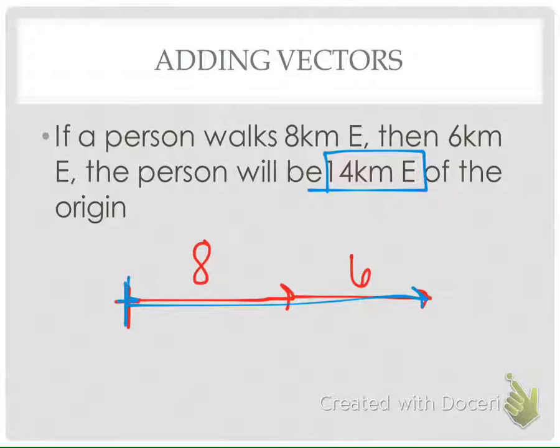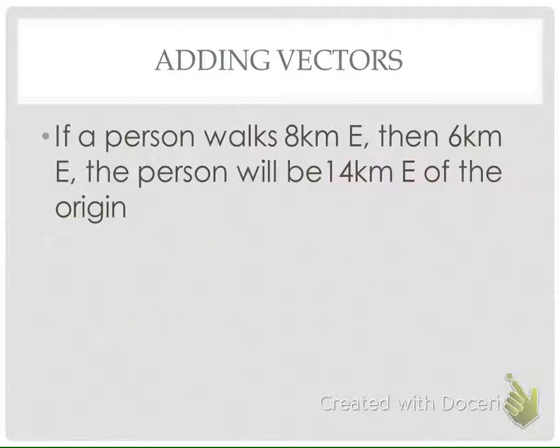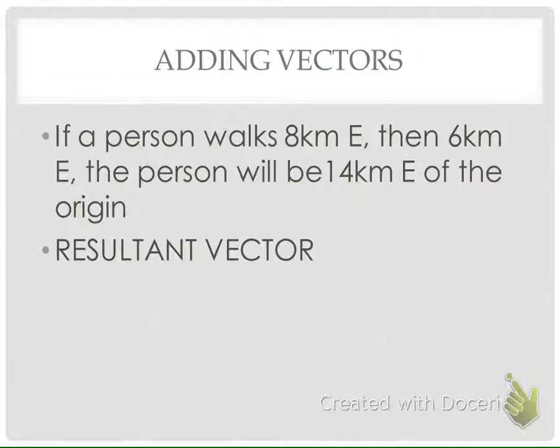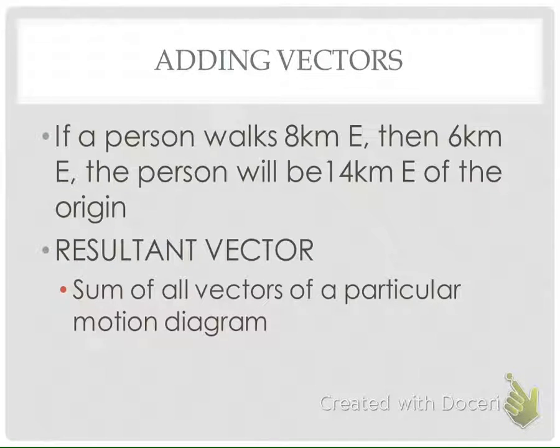Okay, so same direction, we're just adding them right on top of each other. Different directions, we still add them right on top of each other. Okay, tail to tip. The resultant vector is what we consider to be the sum of all of our vectors on a motion diagram. So the resultant vector is the sum of all vectors. And it's not just the addition sum, it's the sum of all of our vectors at certain angles and at certain directions.